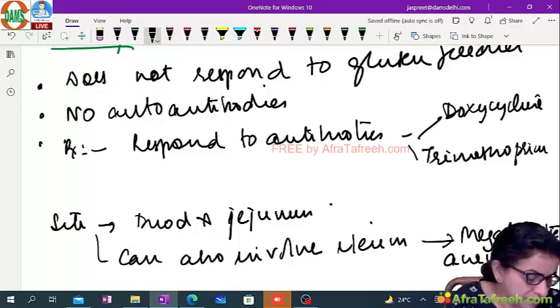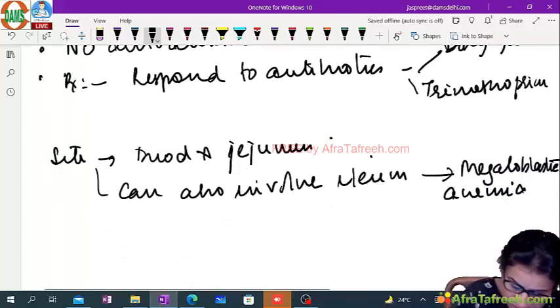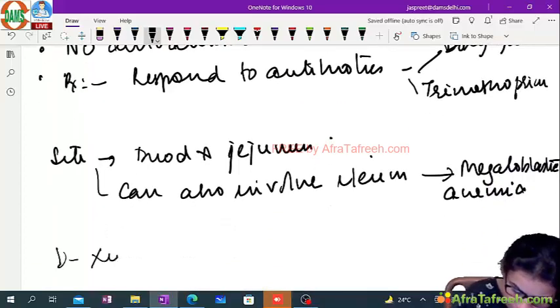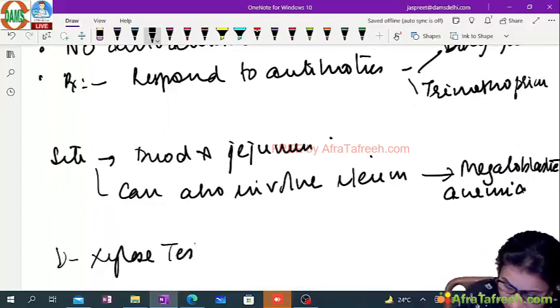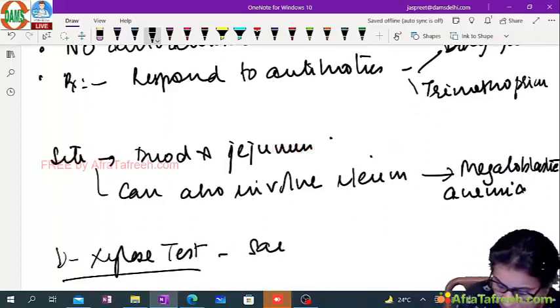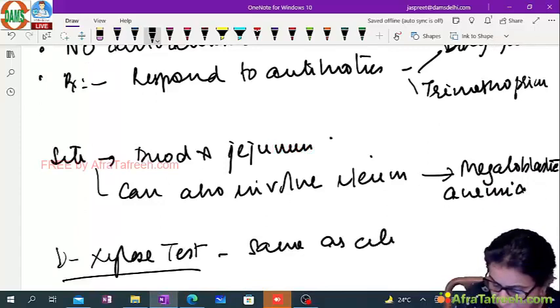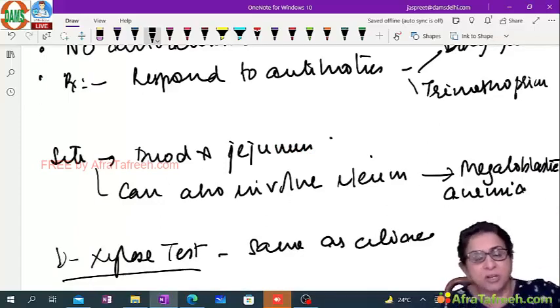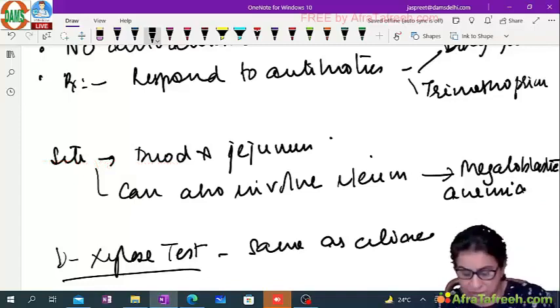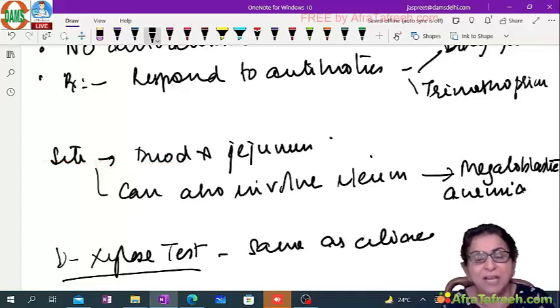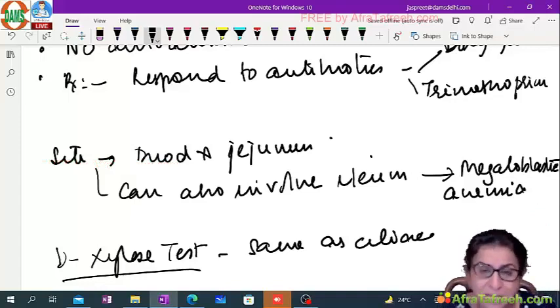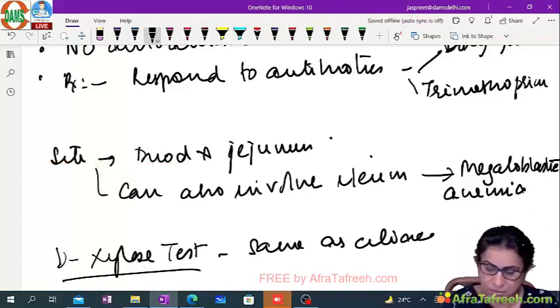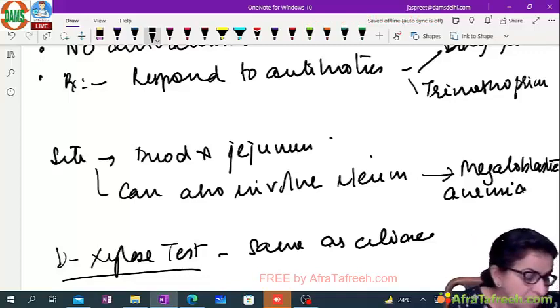If you do a D-xylose test, the results are the same as celiac. The urinary levels of D-xylose will be reduced because the defect is in the small intestine. So it involves the duodenum and jejunum, and can also involve the ileum. If the ileum gets involved, the patient will develop megaloblastic anemia. Okay, so this is about tropical sprue.